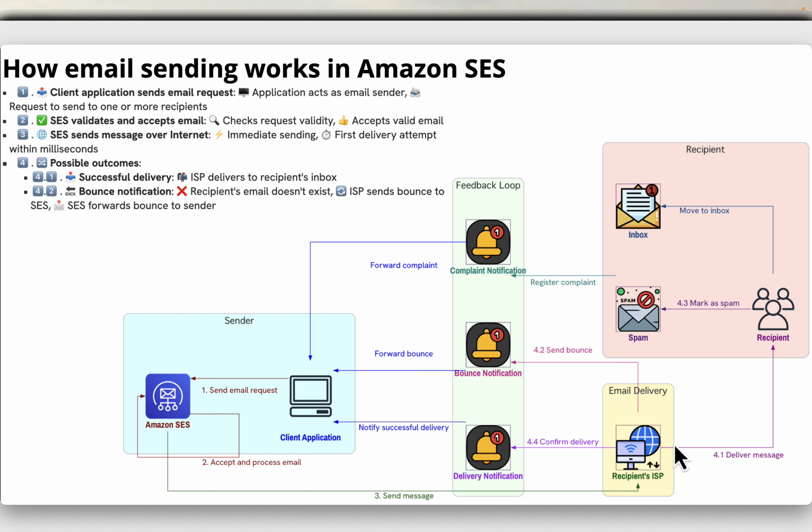The recipient receives the message but considers it to be spam and registers a complaint with the ISP. The ISP, which has a feedback loop set up with SES, sends the complaint to SES, which then forwards it to the sender. So this is the case where the recipient thinks it's spam, so they register a complaint, and this complaint notification goes via the ISP to SES and on to the client application.